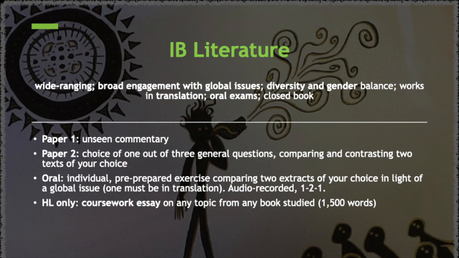For example, how is the character of X developed in this extract, or how is the theme of Y analyzed in this particular extract. The extract could be from any kind of literary genre at all, so you have to prepare your unseen skills quite carefully during the course of the 2 years. The second paper, paper 2, will only happen for the lower sixth in the following year because of the changes to the syllabus for 2021. But it presents us with a choice of 1 out of 3 general questions which encourage you to compare and contrast 2 texts you have studied.